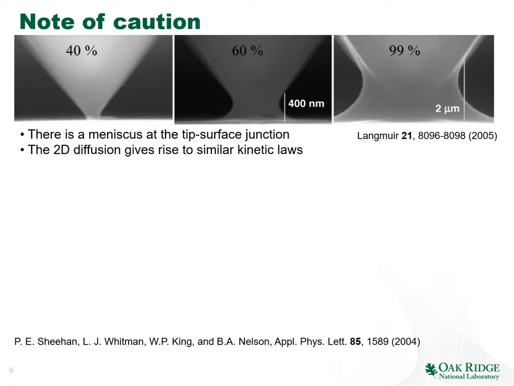If it is 40% humidity, the droplet is almost invisible. If it is 60% humidity, the droplet is about 400 nanometers, and if the humidity is 99%, the droplet is about 2 microns. Notice that in most lab spaces the humidity is not very precisely controlled. So if you're doing measurements in Tennessee in summer without air conditioning, you would be in about this regime. If you are doing the measurement somewhere in Nevada, then the droplet would be about this size. So we cannot expect the results of measurements done under these two conditions to be the same.